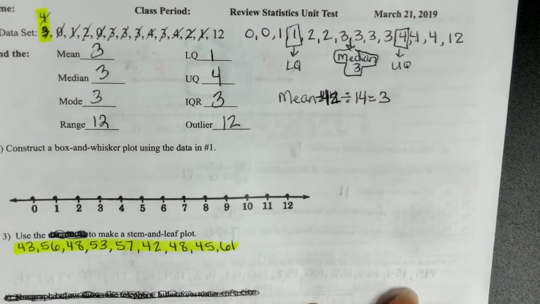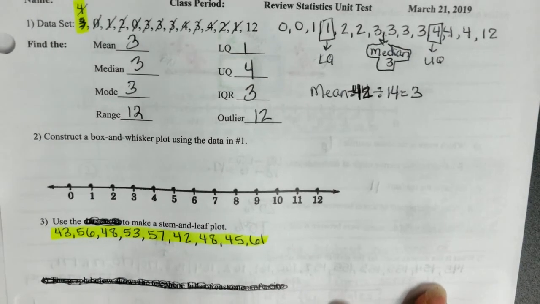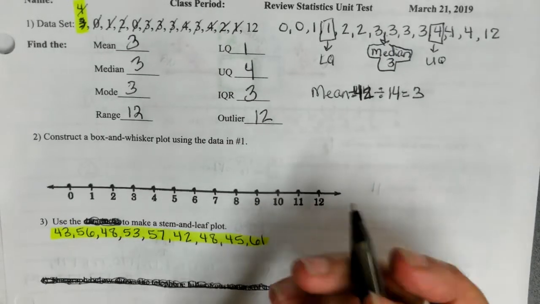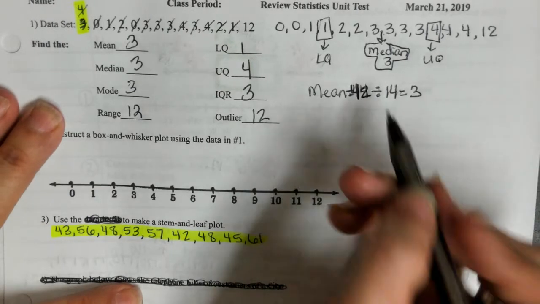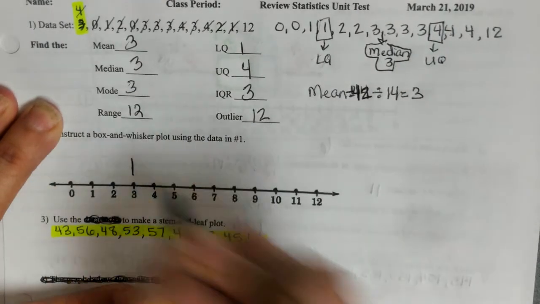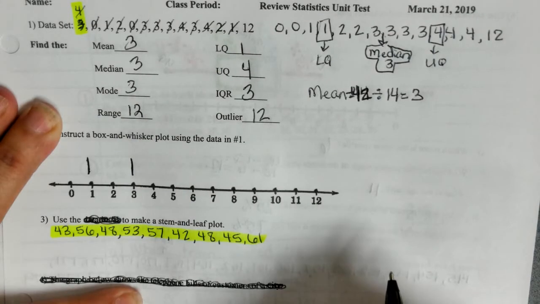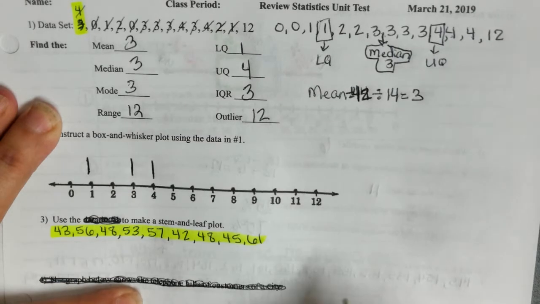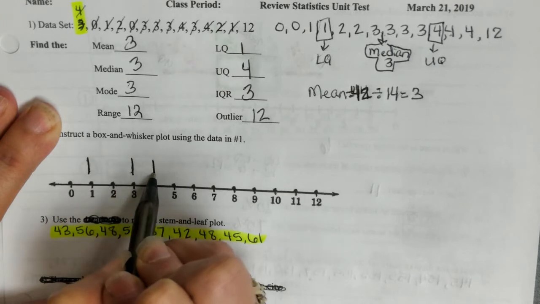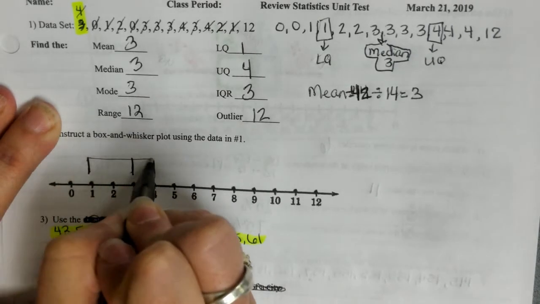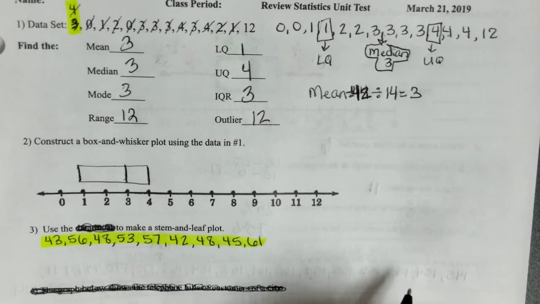Now, to construct a box and whisker, you will be doing this on tomorrow's test. Is everybody good so far? You sure? Okay. You gotta know what is what. So, I know I need a line at the median, which is 3. I need a line at the LQ, which is 1. And a line at the UQ, which is 4. That's how you're going to construct it. LQ, median, UQ. Then connect the top and the bottom. That makes the box part of it. That creates the box.